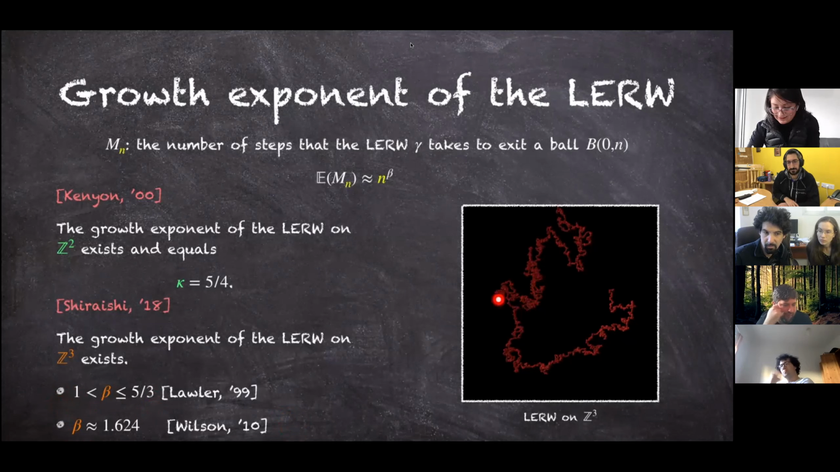Well, here I have a simulation of how this would look. And in particular, beta is smaller than 2. So we have a real difference with the behavior of the simple random walk.